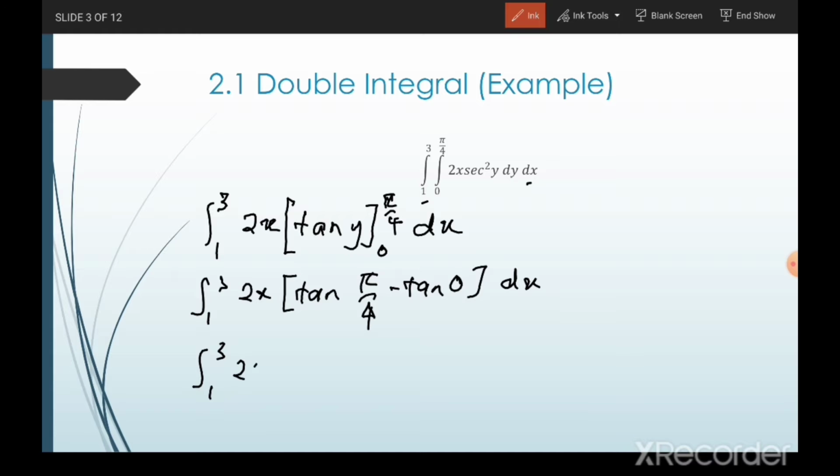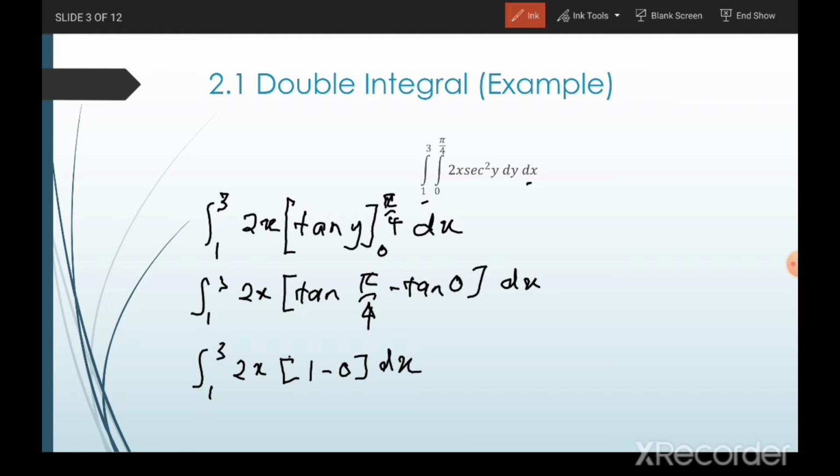Then tangent pi over 4, we calculate using a calculator, equals 1. If you set radian in the calculator, you can directly do tangent pi over 4. But if not radian, you need to do tangent 45 degrees. It depends on the setting of your calculator. So tangent 0 is 0, dx.